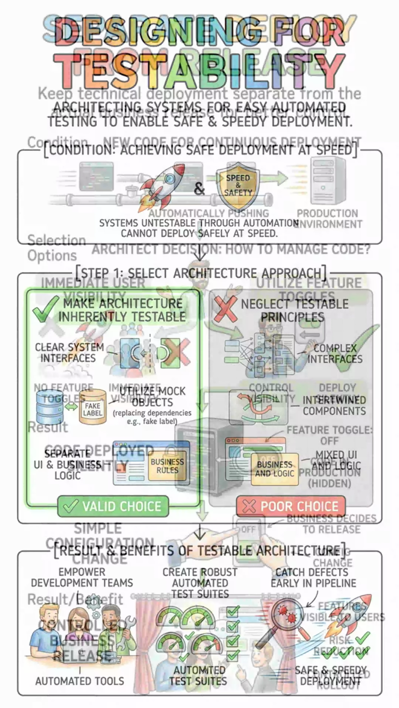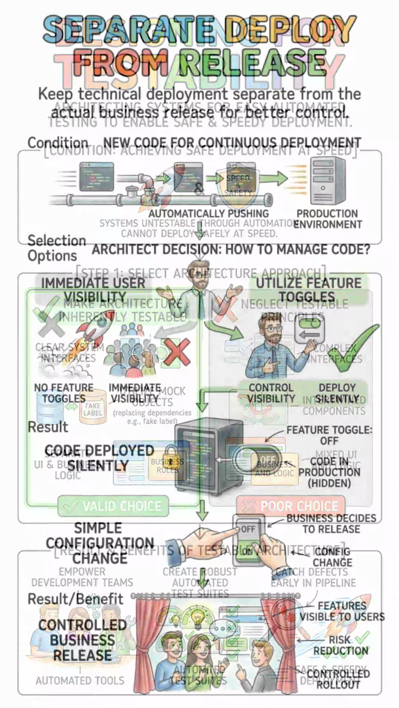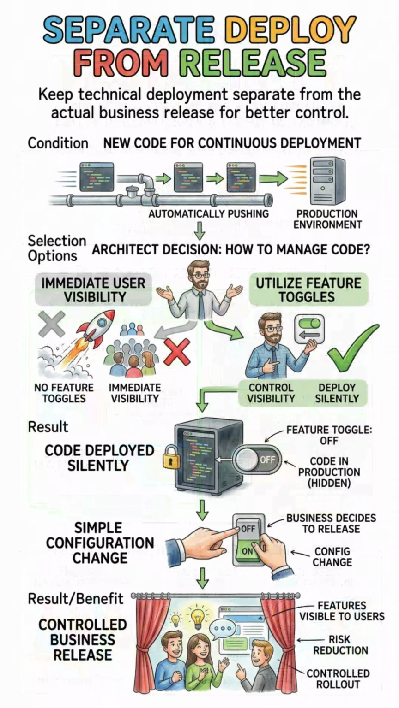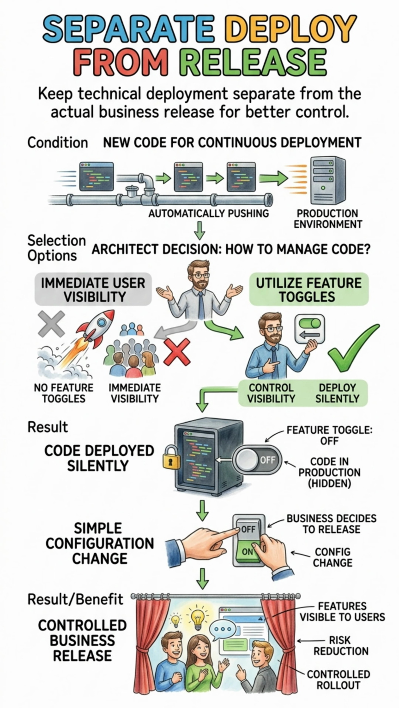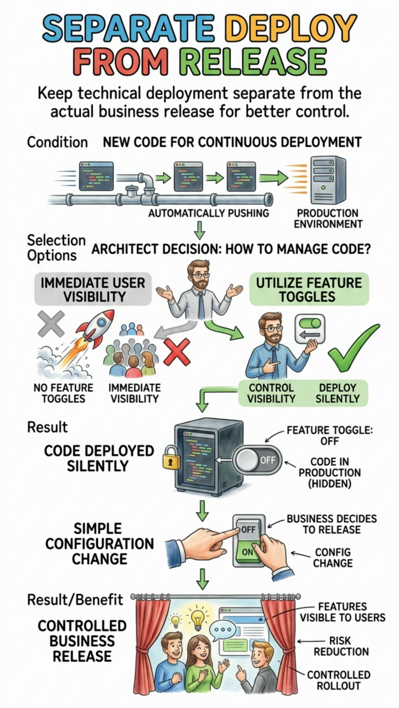As code moves into continuous deployment, it is automatically pushed into the production environment, but it is not necessarily made visible to the users yet. To achieve this, architects heavily utilize feature toggles, which allow code to be deployed silently and turned on later with a simple configuration change. Understanding how to separate deployment from the actual business release is a major focus area for the certification exam.